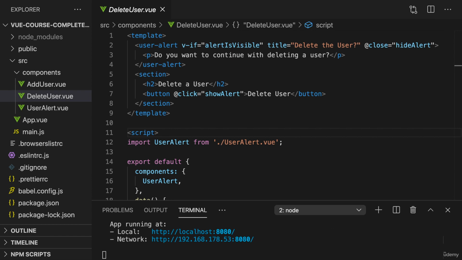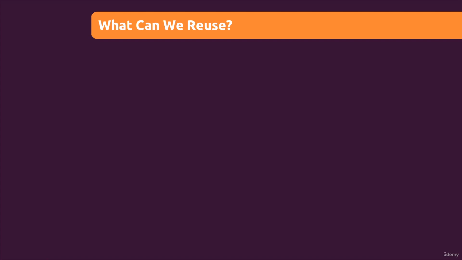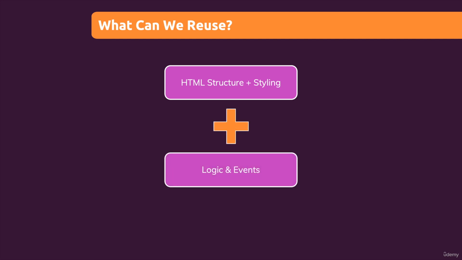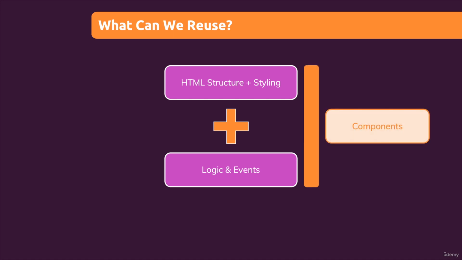And for that, let's start simple. What can we reuse in a Vue application or in any web application if we think about it? Well, for one, that's of course our HTML structure and styling. This is something which we often reuse on our page. We often have different parts on our page which actually use the same HTML structure and styling. Think about list items where every list item looks the same. But we also often want to reuse logic and events which we might want to handle. And that's exactly why we have this components concept.